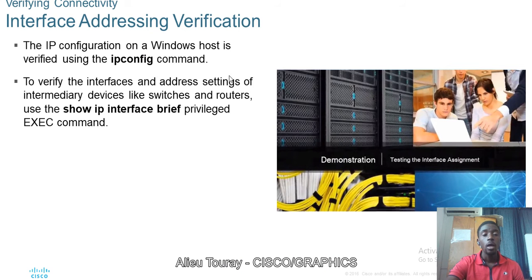If you want to verify the IP address of your device, you type the command ipconfig, or you can use ipconfig /all. For routers and switches, you can use the show ip interface brief command in privilege mode, which will help you see what IP addresses are configured on your Cisco router or switch.